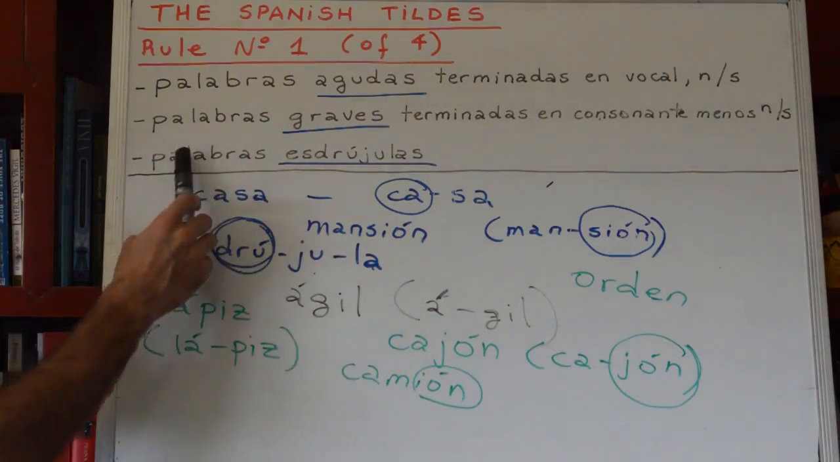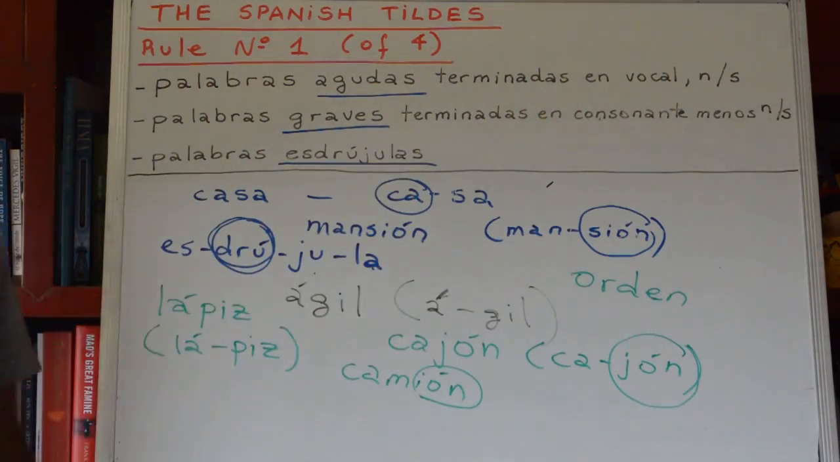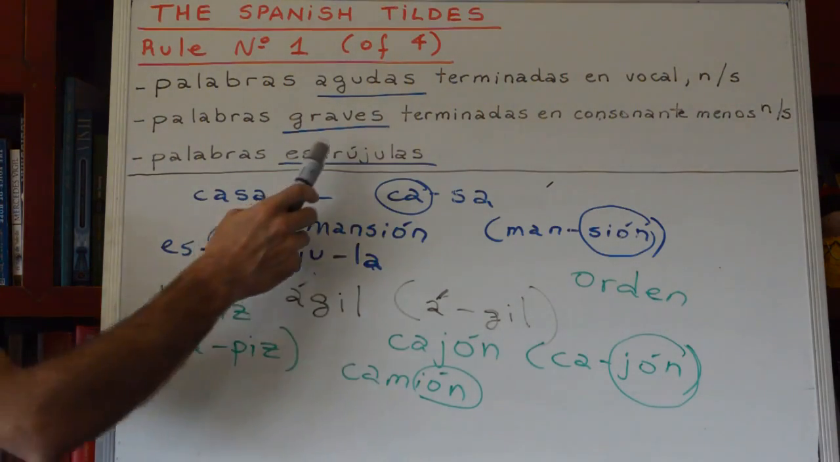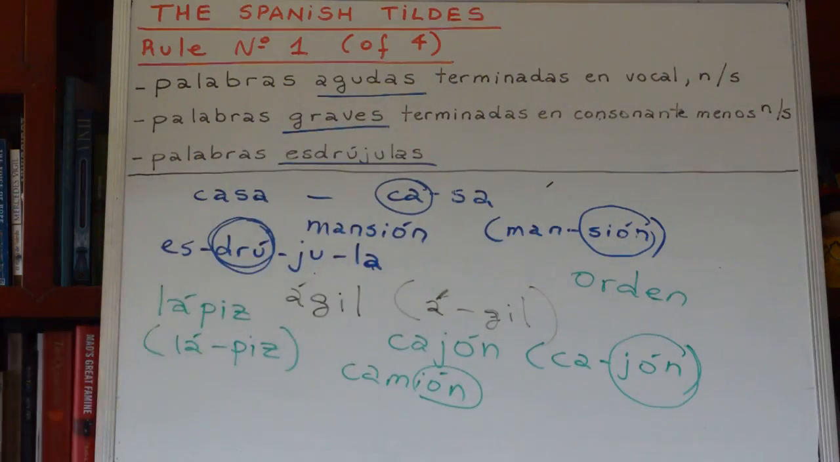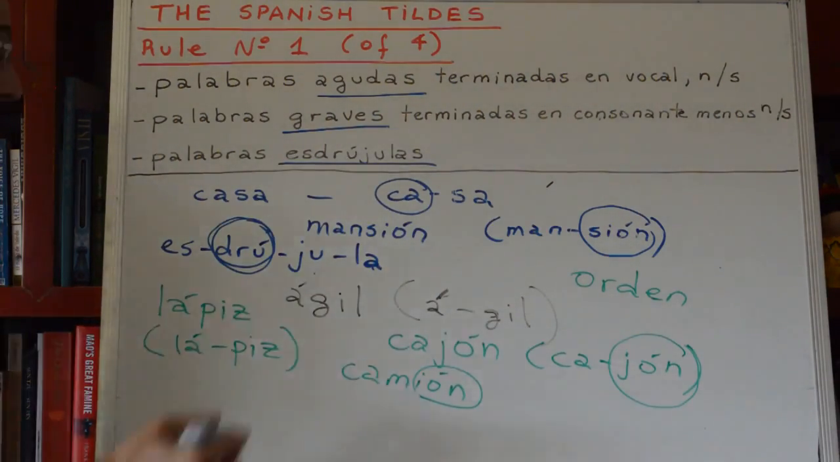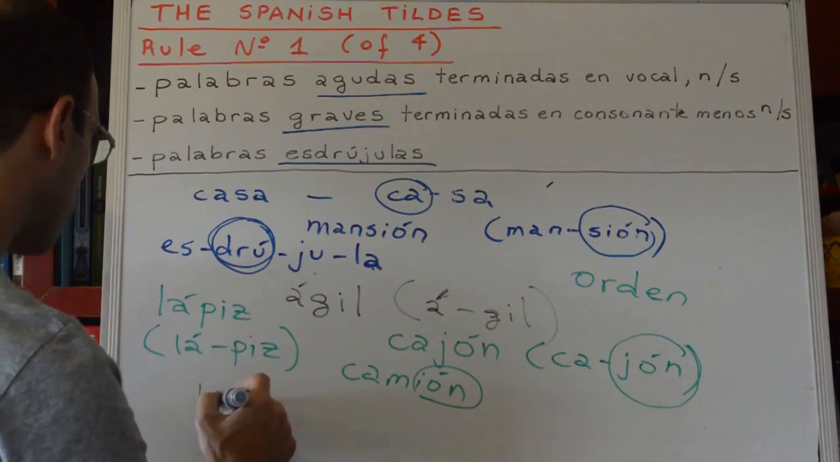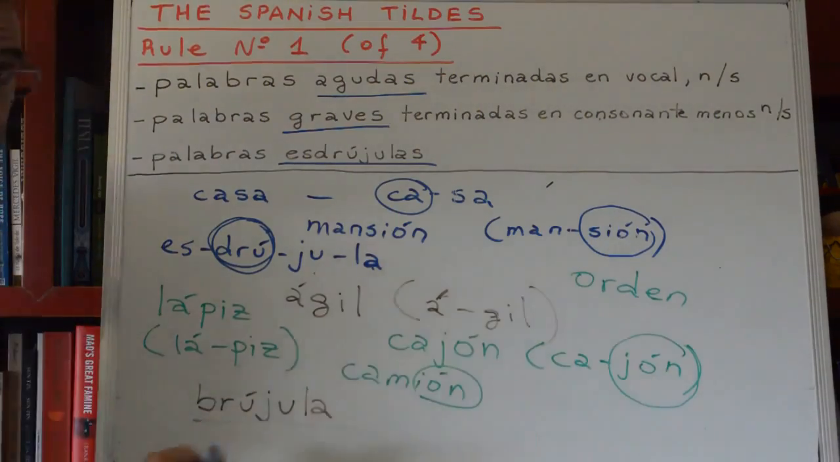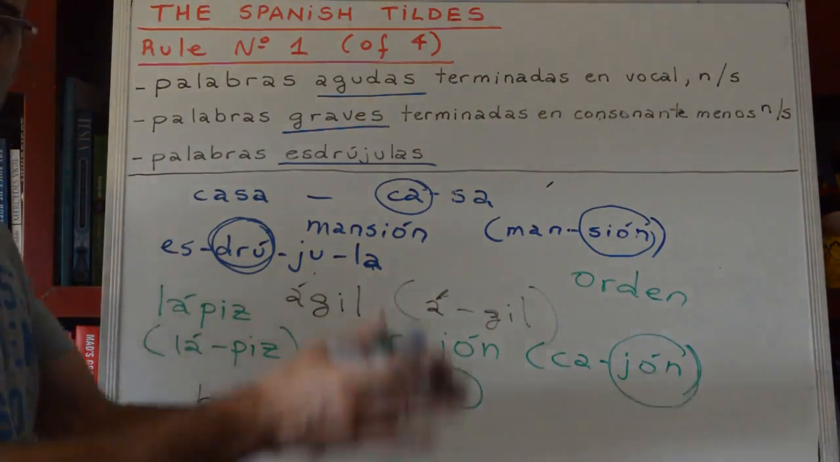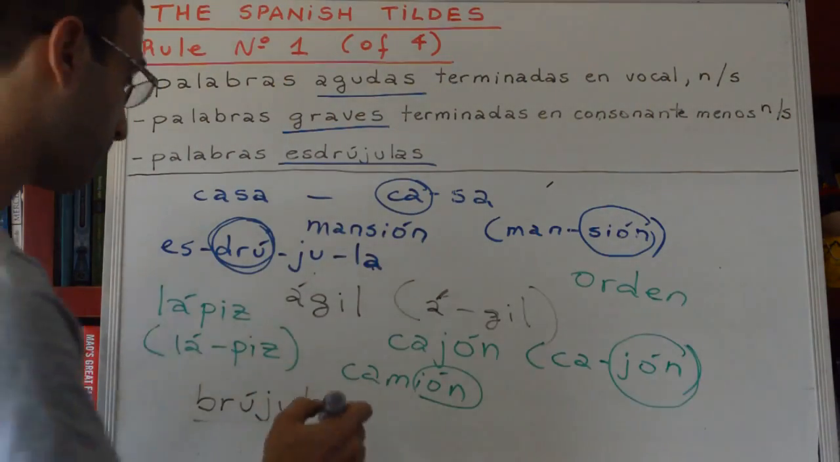So let's pass to the esdrújulas, okay? Esdrújulas are those that carry the accent in the last but two, like the word esdrújula, okay? Another word that is esdrújula is brújula. Brújula means compass, the compass to know where you are located, okay? That always points to the north.